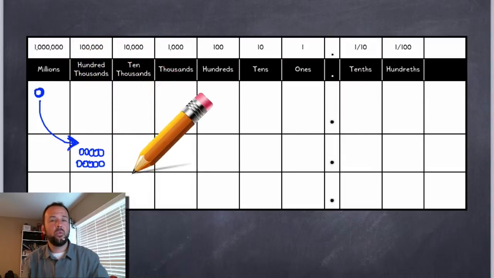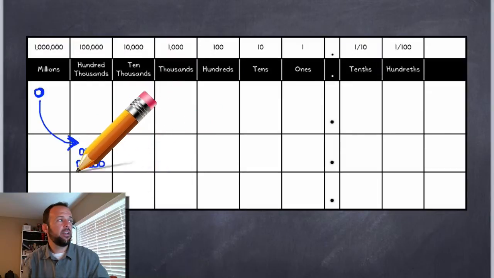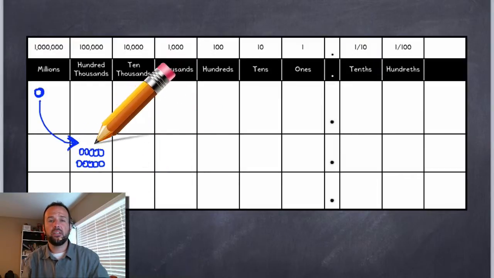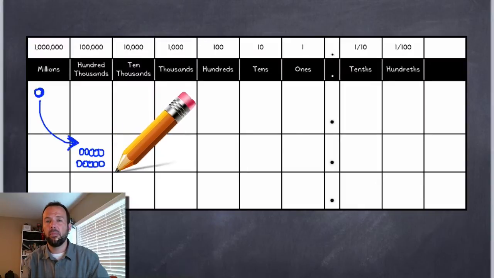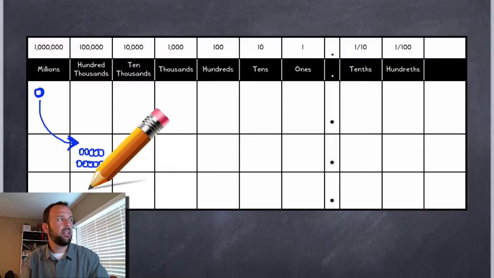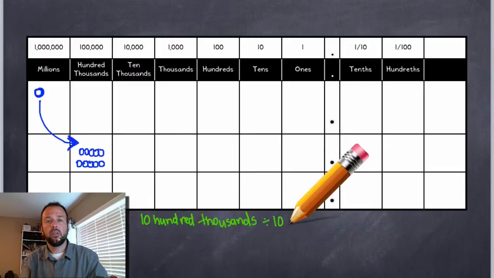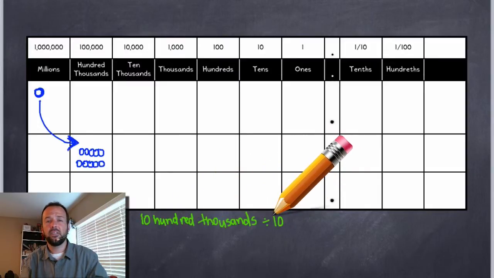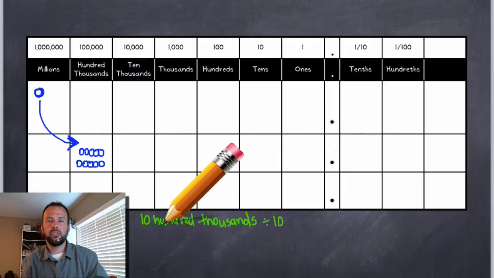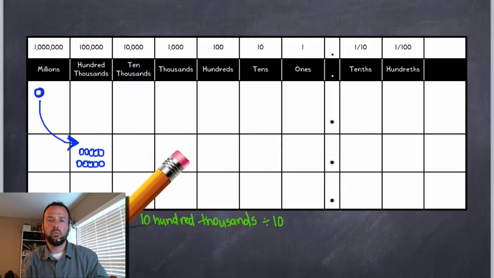Okay, so what if I was going to take those 10 hundred thousands and divide them by 10? What would that look like? How could we figure that out? How could we solve that? What would 10 hundred thousands divided by 10 be? All right, I heard some good answers and some good strategies out there. I'm going to show you one way that I would do it.